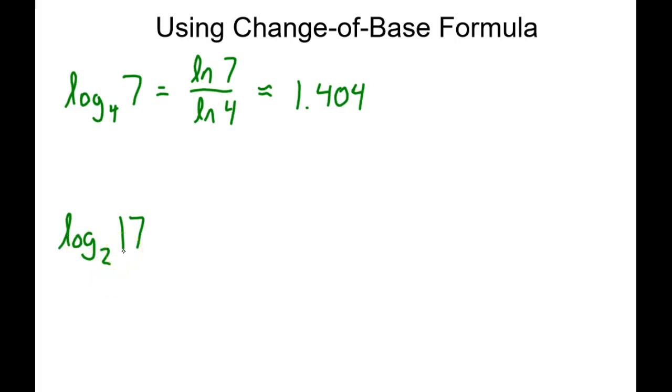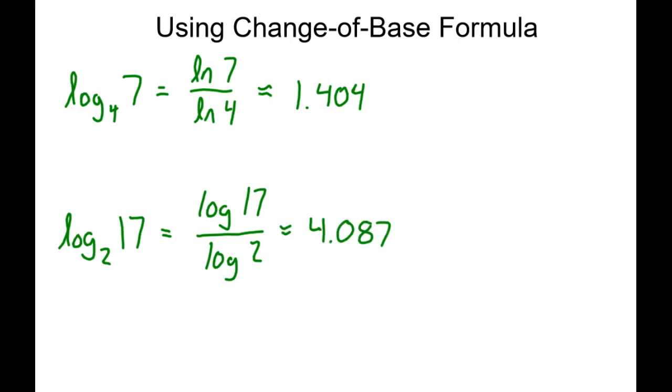We want to use the change of base formula to find the approximate value of this logarithm as well. This time I'm going to use the common log. So if we have the common log, that's a log with base 10, we're going to take the log of 17 divided by the log of 2. Remember, whatever our original base was for the logarithm, that's going to be in the denominator of the fraction. Now we can just use the calculator to get this approximate value. And the approximate value you get is 4.087.